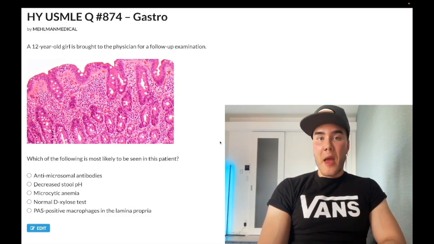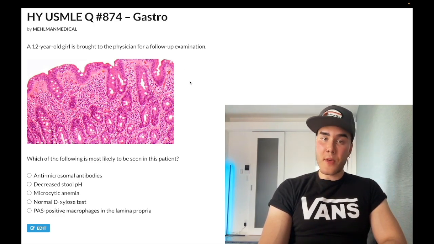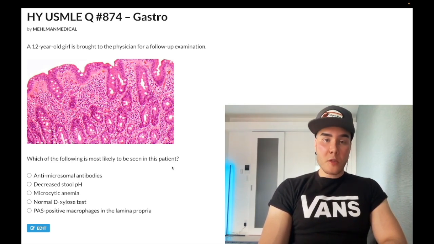How's it going, guys? We have a pass level question for GI Step 1, Pediatrics, IM for 2CK. A 12-year-old girl is brought to the physician for a follow-up appointment. We have this very buzzy biopsy shown, which I'll talk about as we move through the question. Which of the following is most likely seen in this patient?